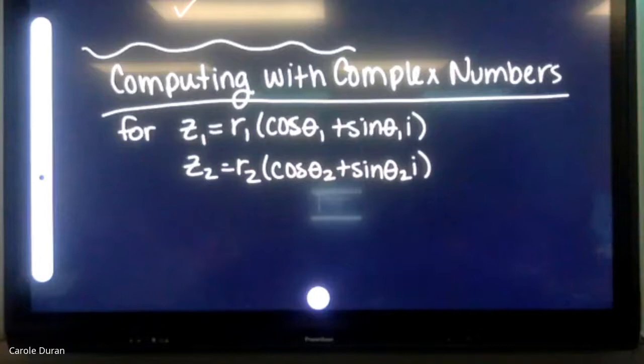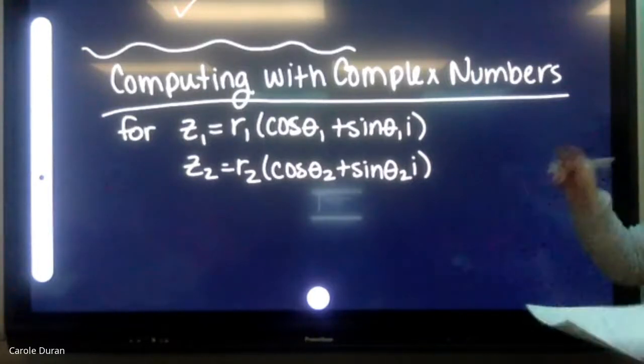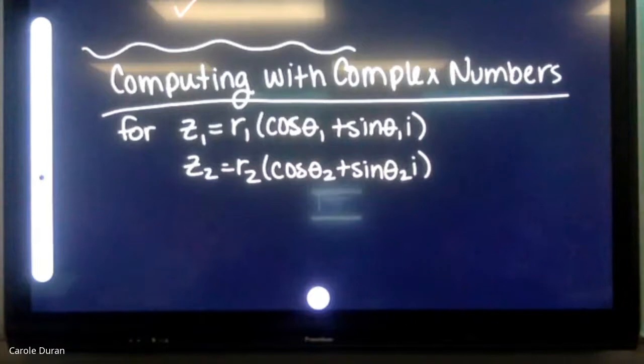The first thing we're going to do is write out the multiplication of two complex numbers and then the division of two complex numbers, and then we will do some examples of actual numbers in place of these r1s and r2s and whatnot.